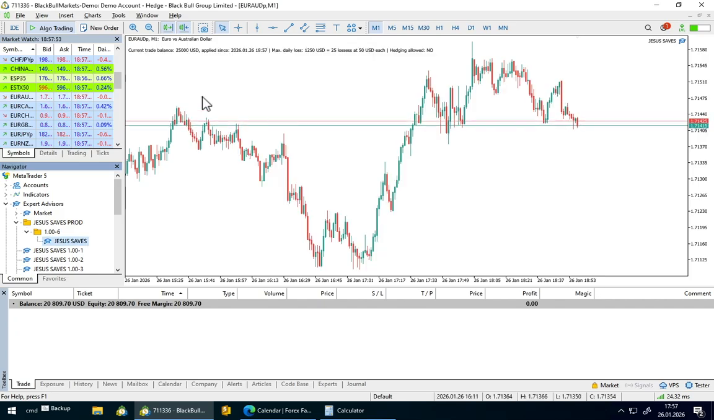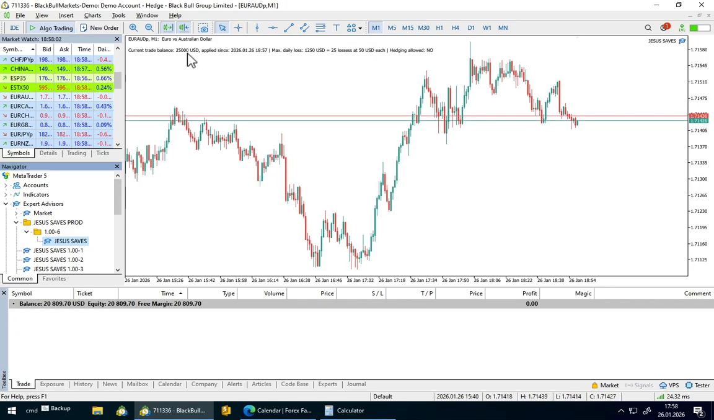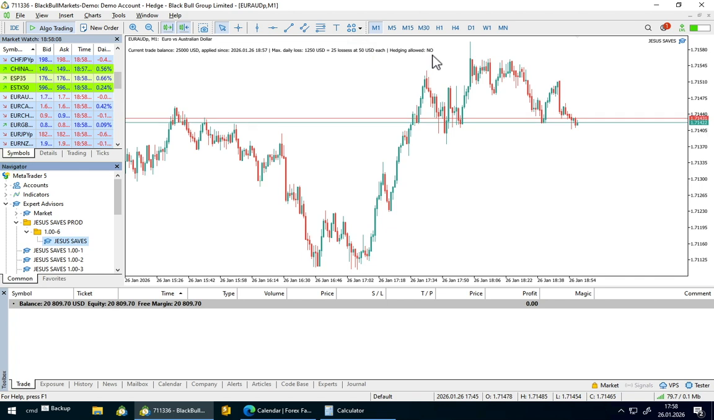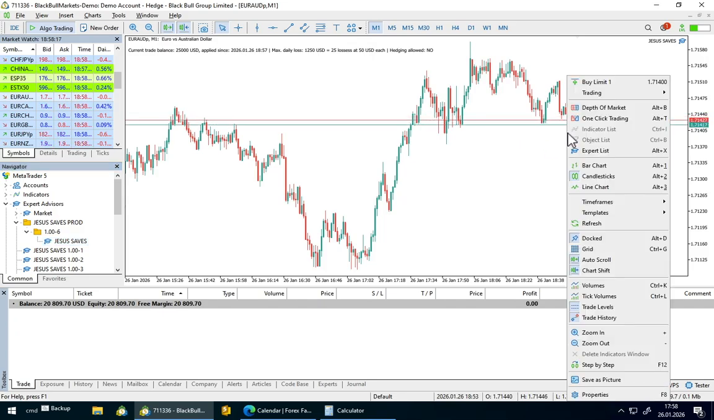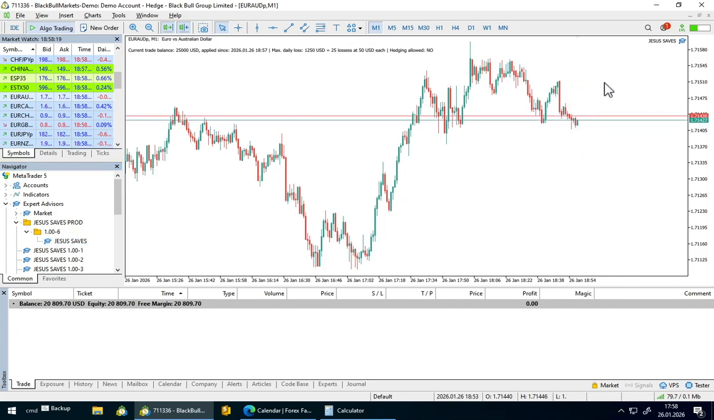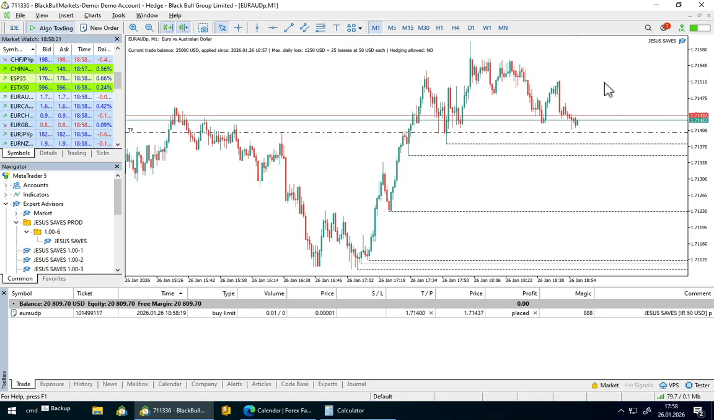Okay, and then you see a little summary here on top. As a comment, your trade balance, maximum daily loss, 25 losses at 50 US dollar each. Hedging allowed, no, so it's a repetition. You can see what you've entered in the input fields. And now how to use this expert advisor. You are placing a buy limit. That's all.